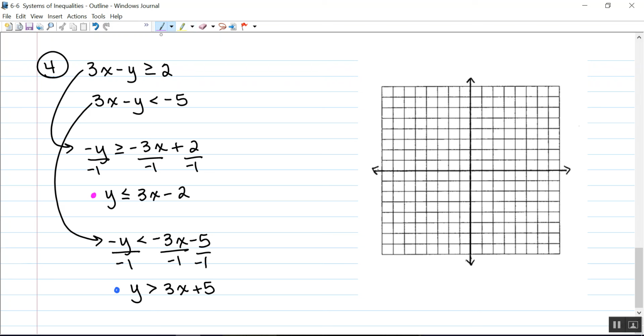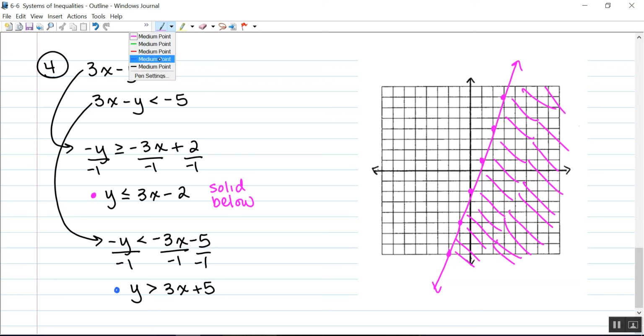Okay, so let's go back to our pink equation here. It's a less than or equal to, so it's solid, and it's going to be below. And let's go ahead and graph that. Negative 2 is my y-intercept. My slope is 3, so up 3 and right 1, or down 3 and left 1. And I'll make it solid. And I need to shade below. So right here is where the y-axis is below the line. So all of this area in here is going to be shaded pink.